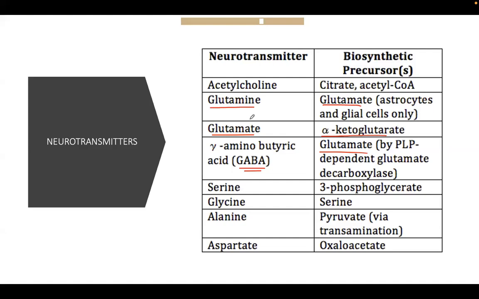alpha-ketoglutarate. Now, in what very important biochemical pathway would you encounter alpha-ketoglutarate? Okay, alpha-ketoglutarate is a very important substrate in what pathway? Okay, very good. It's the Krebs cycle, or the tricarboxylic acid cycle, TCA.